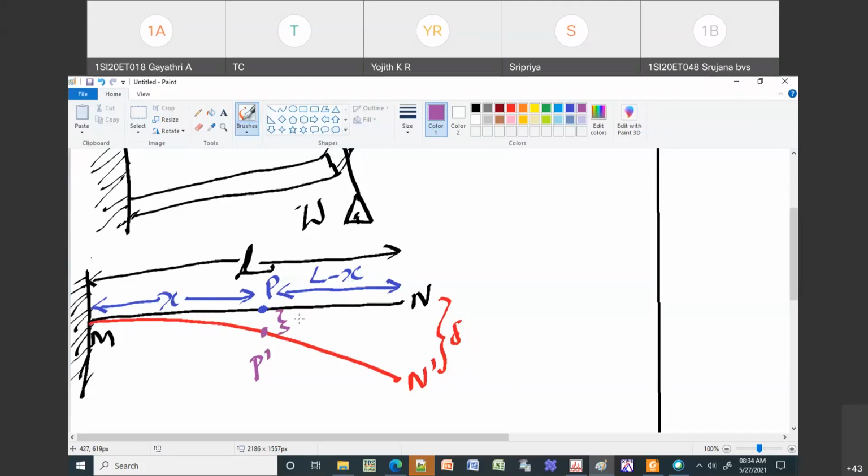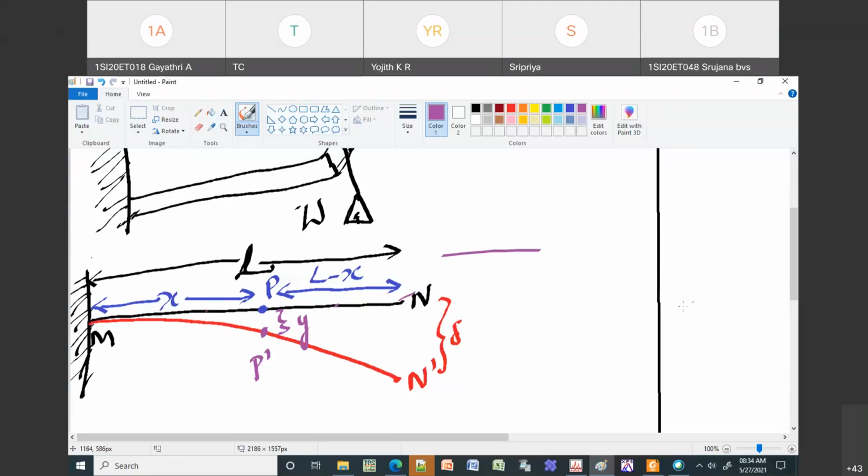After depression, P is going to go to P dash, and let us assume y is the depression here. So y is the depression from P to P dash, and delta is the depression from N to N dash. Both are depression, but it depends which point we are taking. We are taking P as one of the corresponding points in the beam. You can take any point or any distance, doesn't matter. That is the reason I'm just giving x. x is some arbitrary distance.